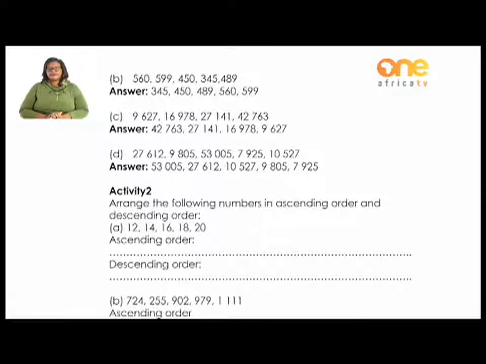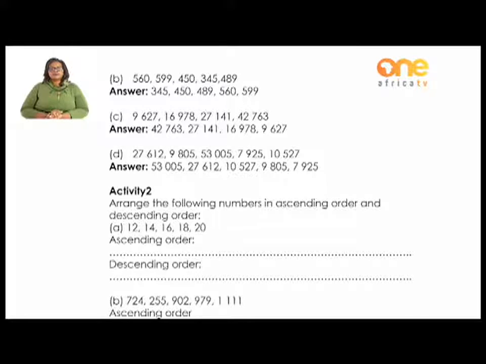Number C, we are also putting in descending order. We will start with the biggest number, which is 42,763, followed by 27,114, 16,978, then the last one will be 9,627.